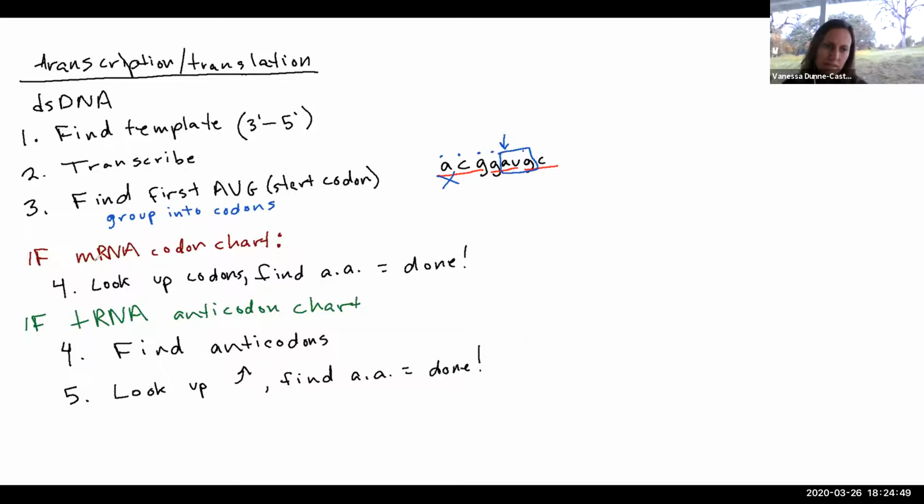Okay, so after step number 3, where you find that AUG and you make your reading frame, grouping all of those codons, you have to make sure you're asking yourself: am I using an mRNA codon chart, in which case I just take those mRNA codons and look them directly up, or am I using a transfer RNA anti-codon chart? So we can go back over to our example.